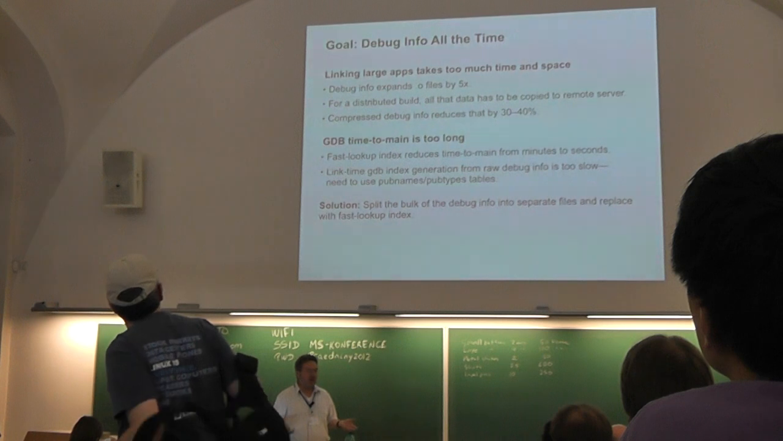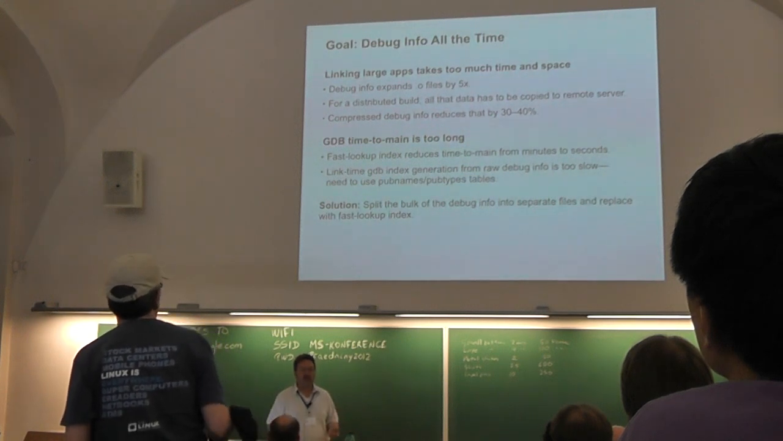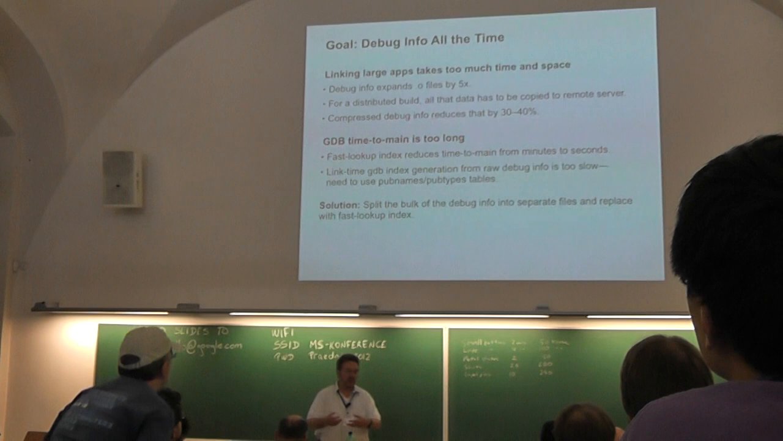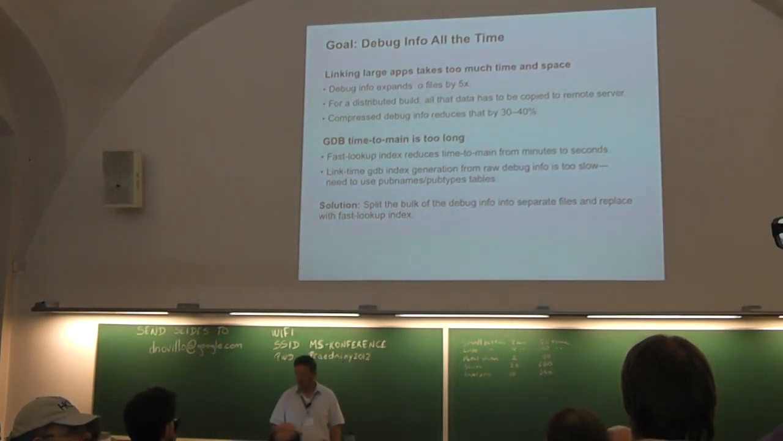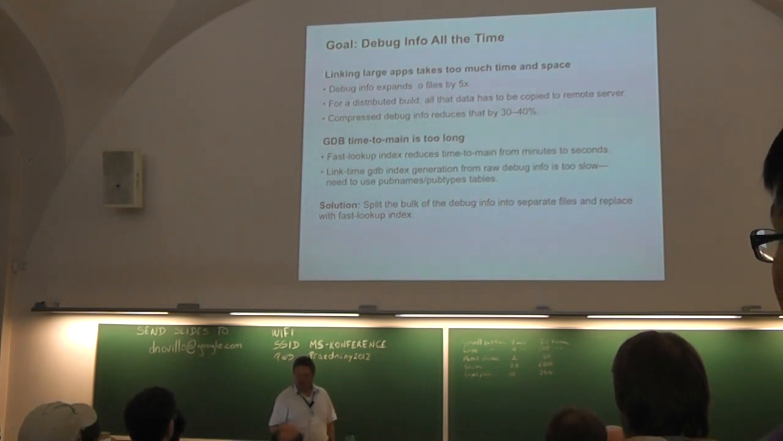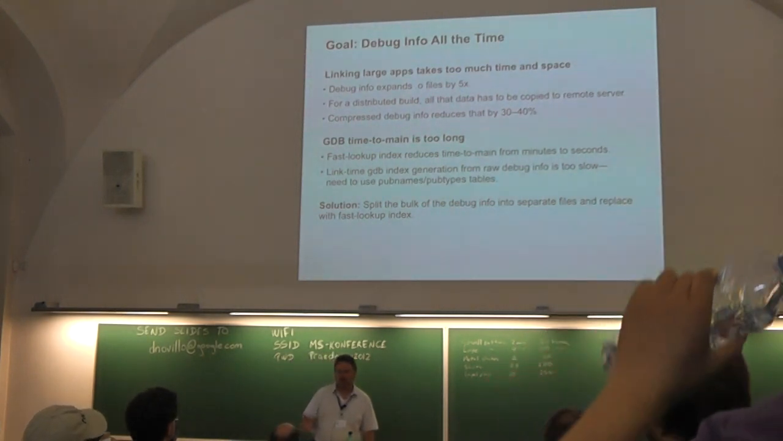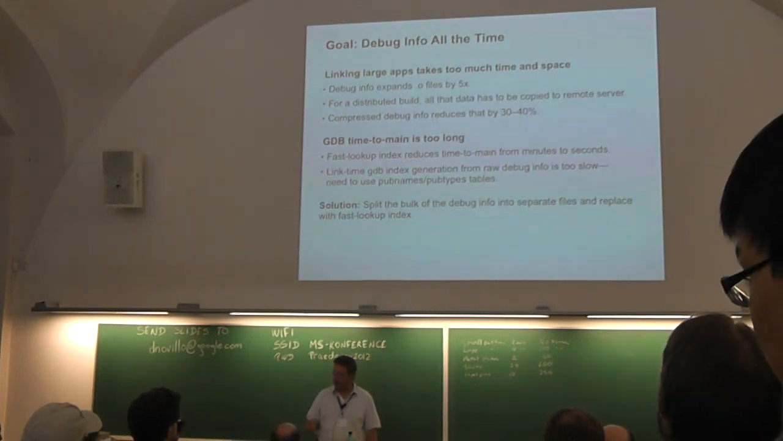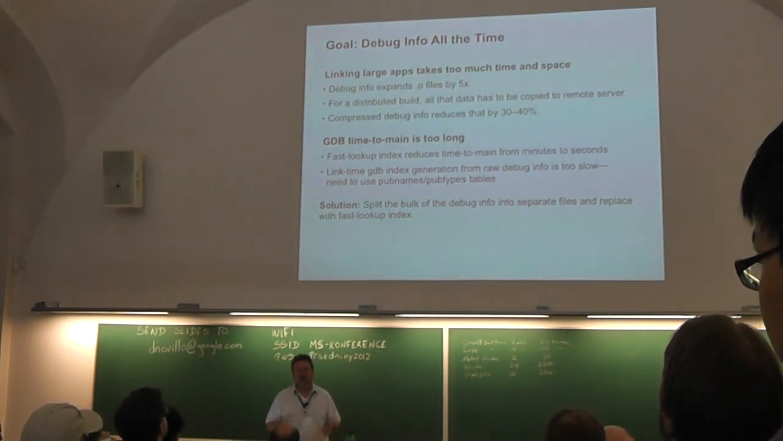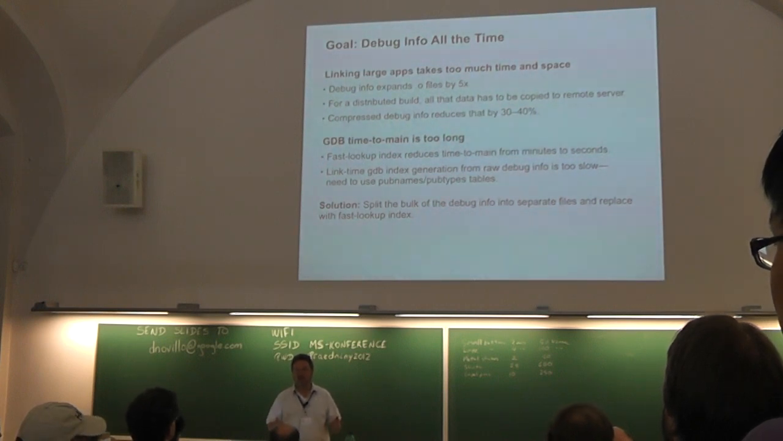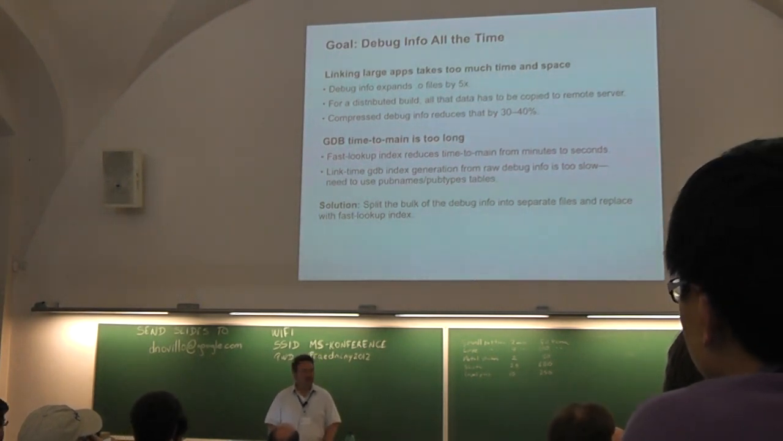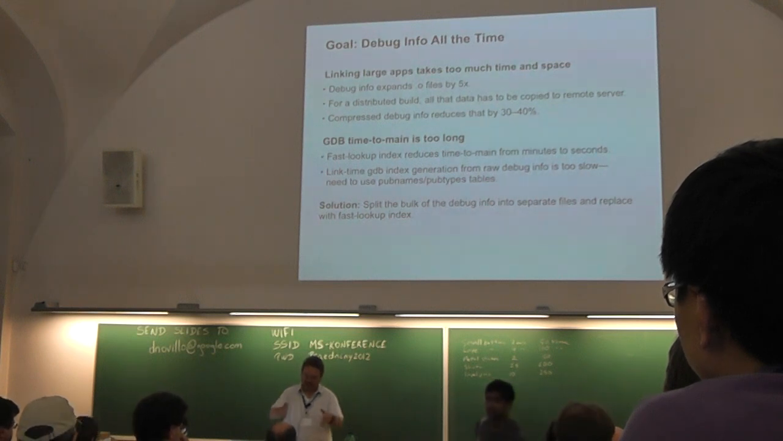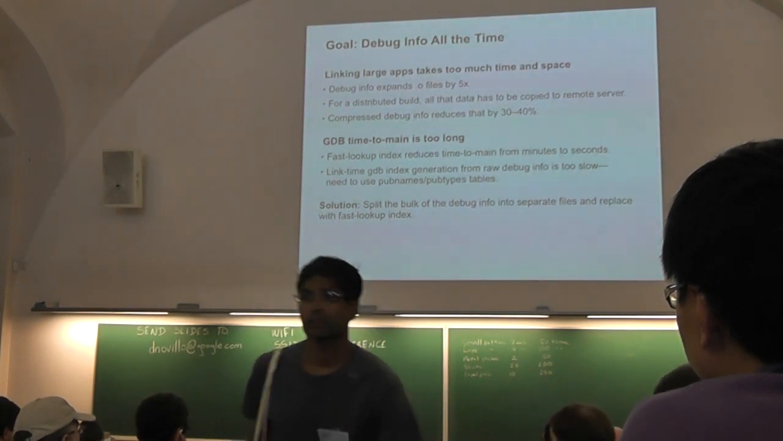When we have a distributed build system, that means we have to ship all those .o files out to the link server, link them, and then ship the result back to the user's machine so that you can run it. We tried using compressed debug info about a year or two ago, and that improved things by 30 to 40%. That got us to the point where some links that were failing with out of memory conditions on the distributed build system could start working again.